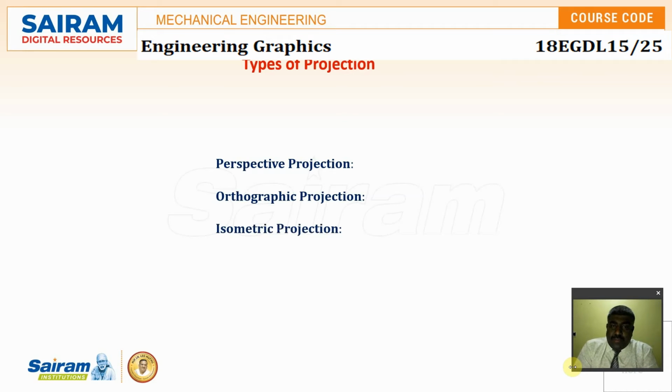The last one will be isometric projection, which is also a type of orthogonal projection where you're going to get a three-dimensional view of an actual object, and the scale will be reduced to isoscale.